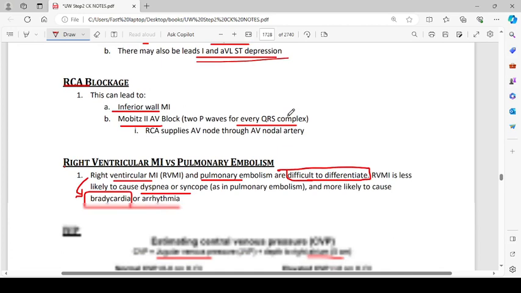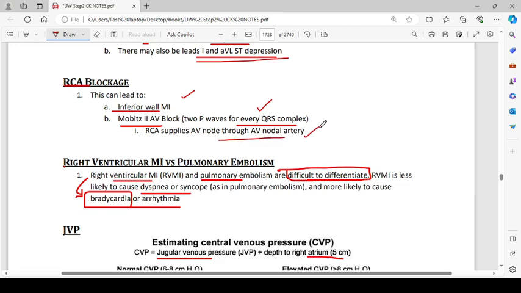The right coronary artery blockage can lead to inferior wall MI and Mobitz type 2 AV block. It is not necessary for 2 P waves to be there for every QRS complex, but basically the point is that in Mobitz type 2 the PR interval is fixed and beats are skipped in between. The right coronary artery supplies the AV node through the AV nodal artery.